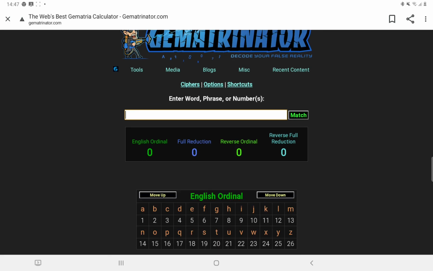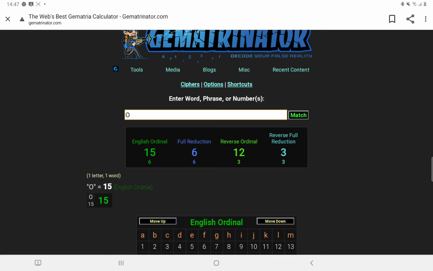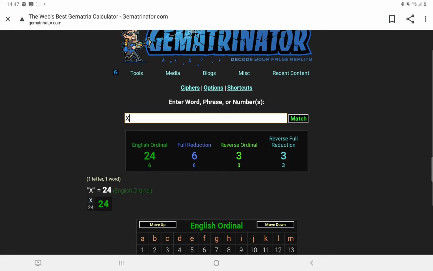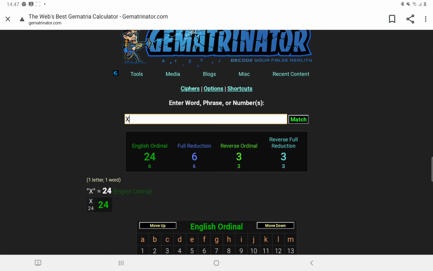But if we go O, can you see 15 there? So you add the 1 and the 5 there, and it gives you 6 at the bottom. So that also equals 6. And then X also, look, it's a 24th letter. So you add the 2 and the 4, and it gives you 6. So, of course, Fox News, you've got 666, and that's what Fox News is. Interesting. It's 9 as well, 999 all the way across.